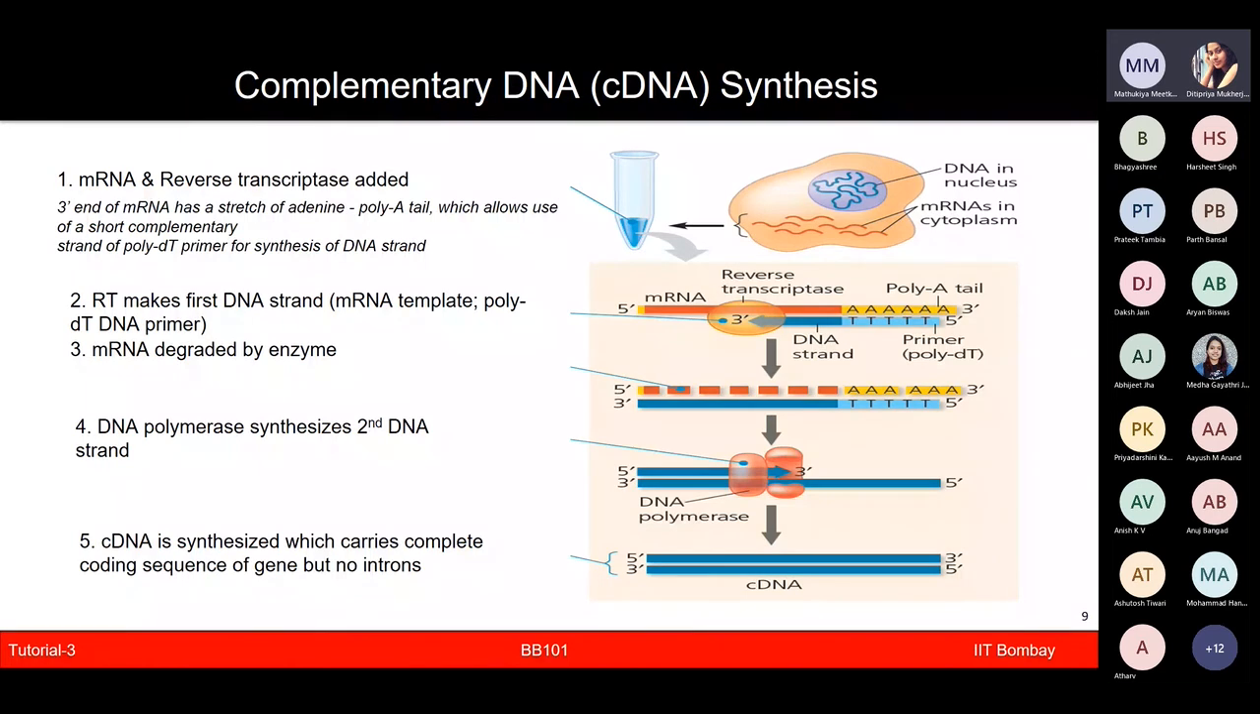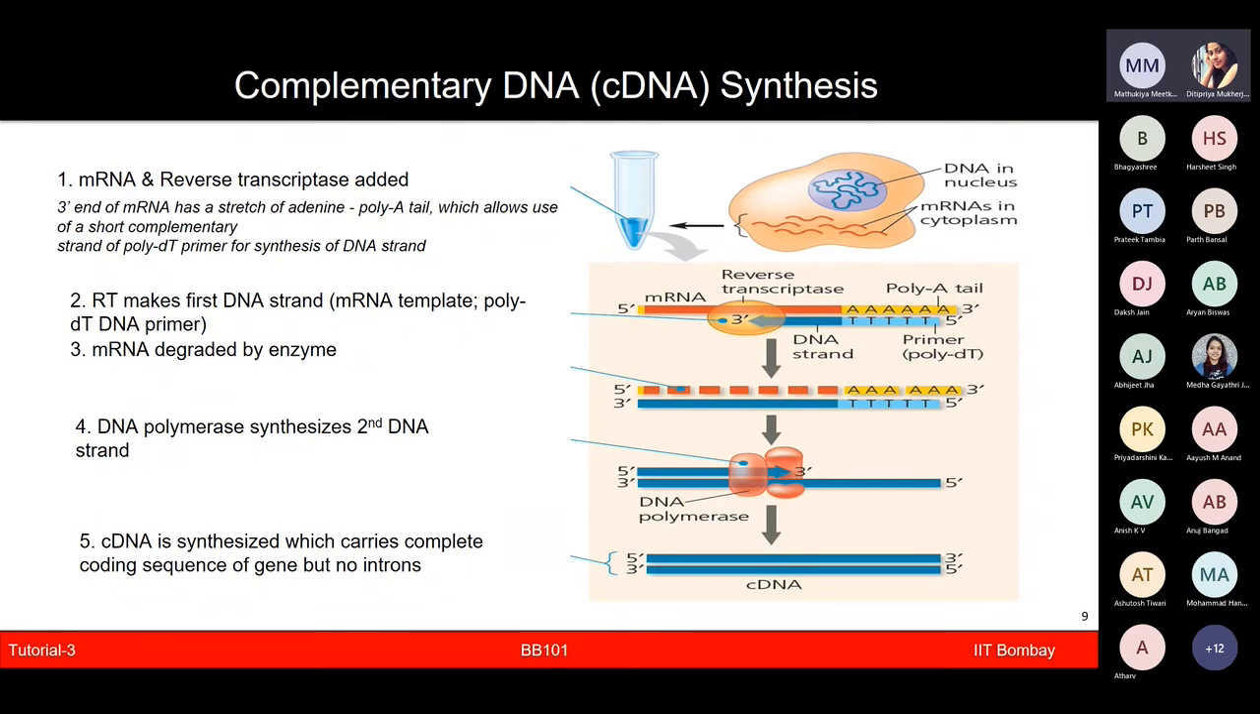Okay, so complementary DNA synthesis, as in complementary DNA. Sorry if I have called cDNA coding DNA. That's my bad. Although that's exactly the part of the DNA that does coding, so that's not wrong. But the naming is complementary DNA.